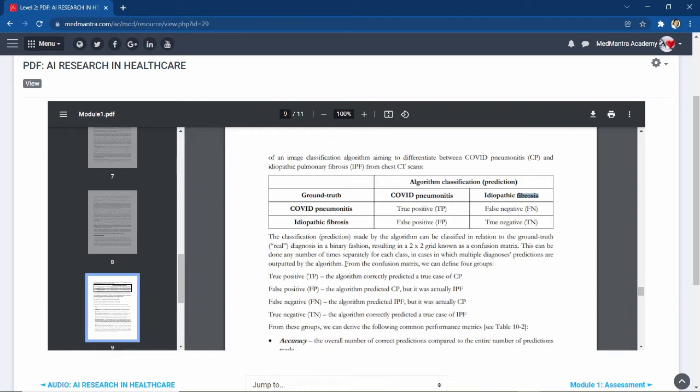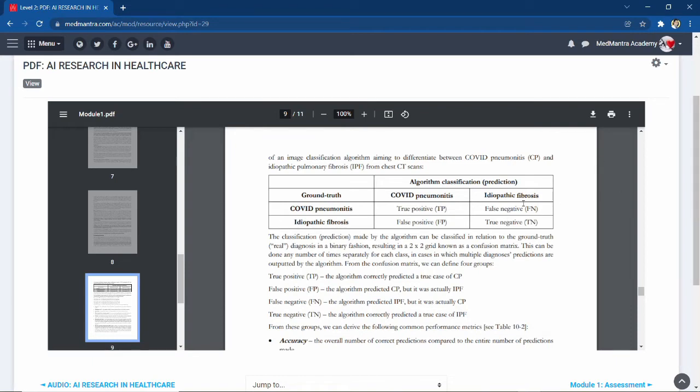The classification or prediction made by the algorithm can be classified in relation to the ground truth, or the real diagnosis, in a binary fashion, resulting in a 2 by 2 grid known as a confusion matrix. This is a 2 by 2 grid. This can be done any number of times separately for each class, in cases in which multiple diagnosis predictions are outputted by the algorithm.